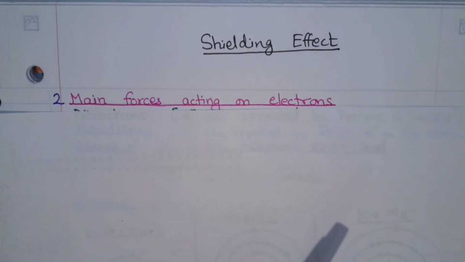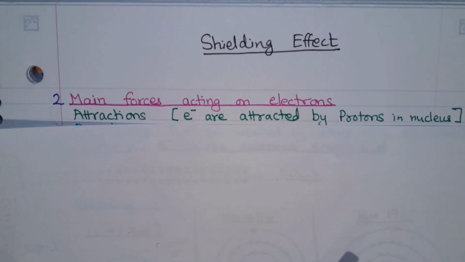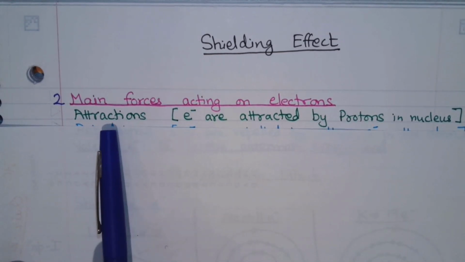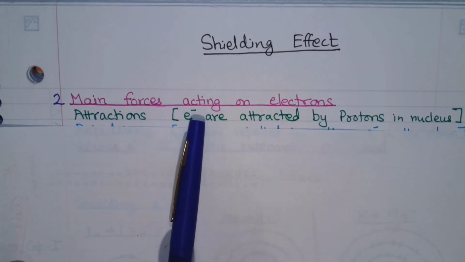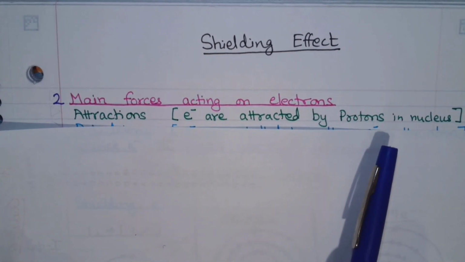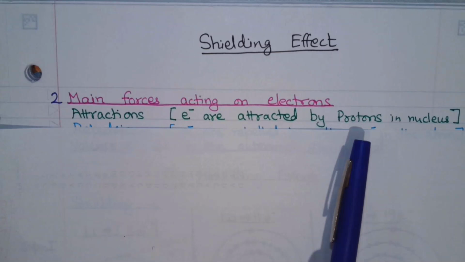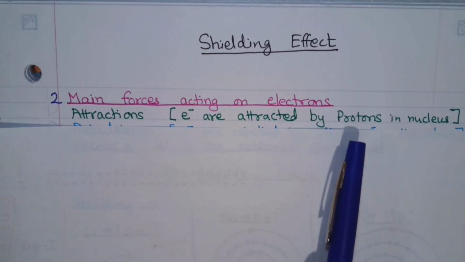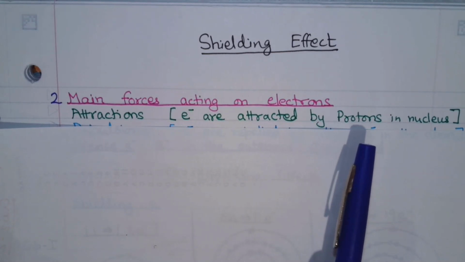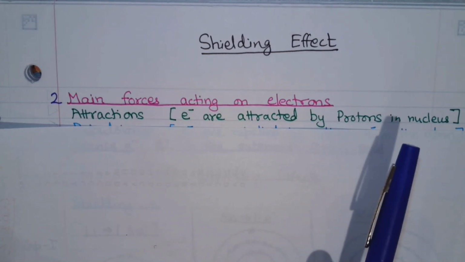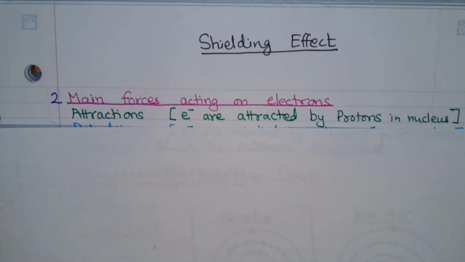The two forces that occur within an atom are attractions. Electrons, being negatively charged particles, are attracted by the protons in the nucleus. Protons have a positive charge, and unlike charges attract each other. That's why all the electrons in an atom are attracted by the protons in the nucleus. In other words, the nucleus attracts, or creates a pull on, the electrons.